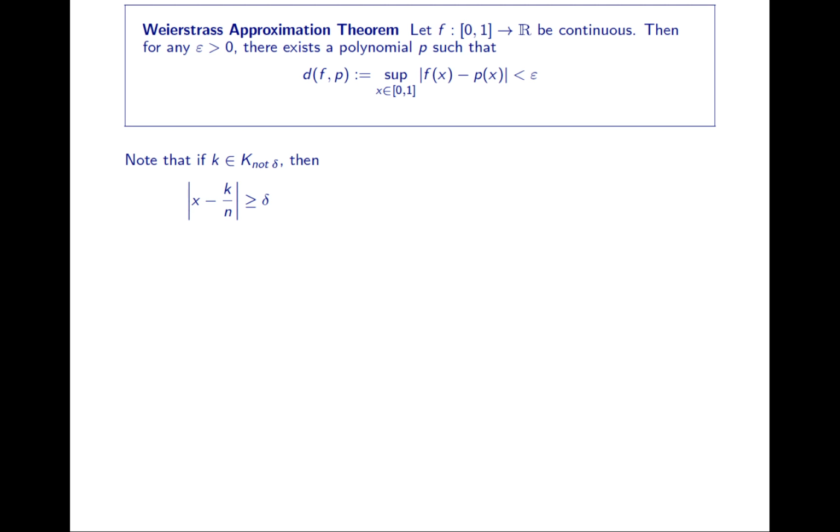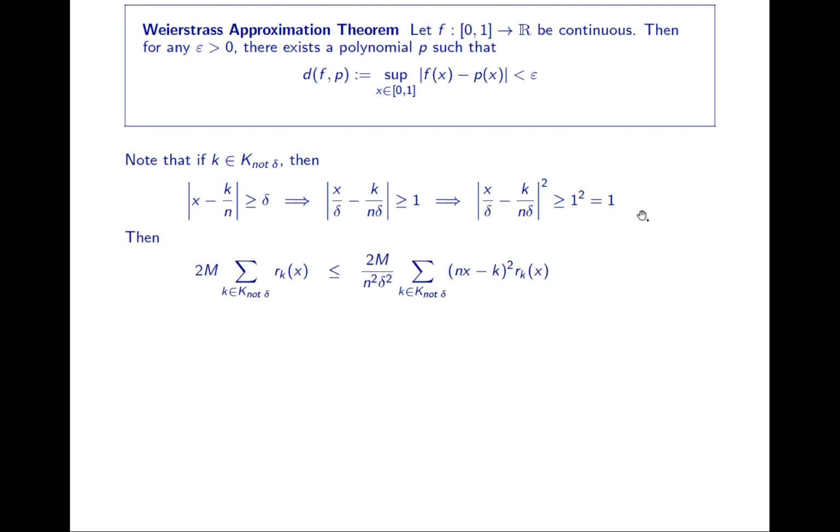Now, notice if k is one of the indices in k not delta, in other words, x minus k over n is not less than delta, specifically it's greater than or equal to delta, then I can scale both sides by the reciprocal of delta. I would get this inequality. I can square both sides because squaring is an increasing function. So I get this squared is greater than or equal to 1. Or 1 is less than or equal to this. Right? Two different perspectives of the same thing.